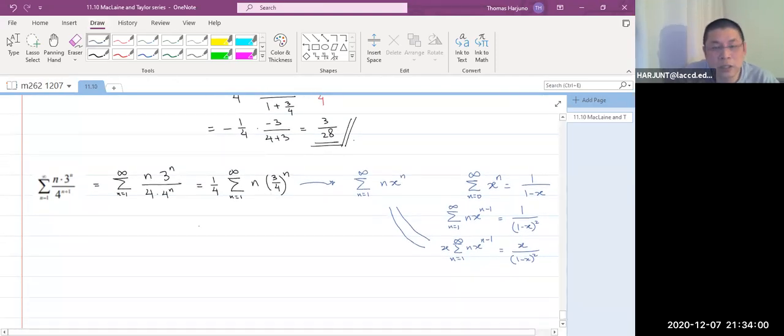Now then, this is equal to 1/4. You replace the x by 3/4. Okay, so that's 3/4 over 1 minus 3/4 squared. Okay, 1/4 times 3/4 over 1 over 16. That's equal to 3. Nice number.